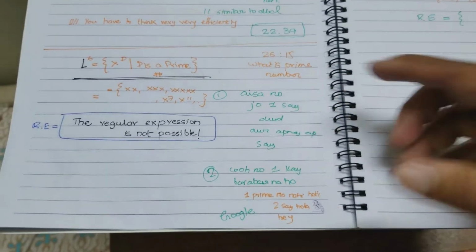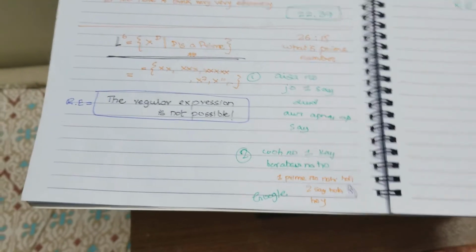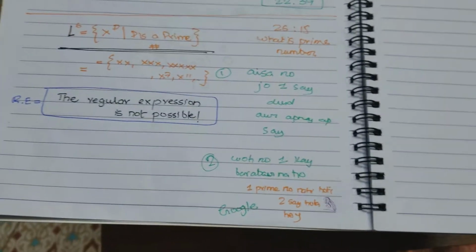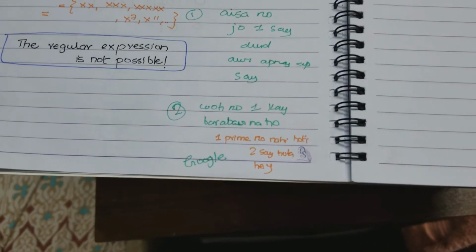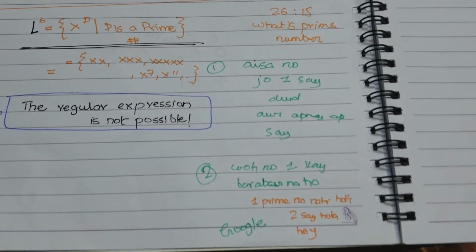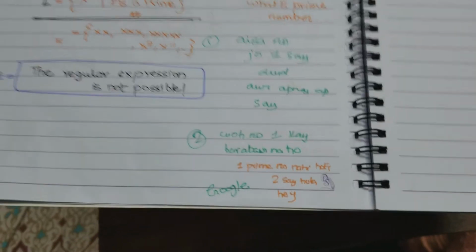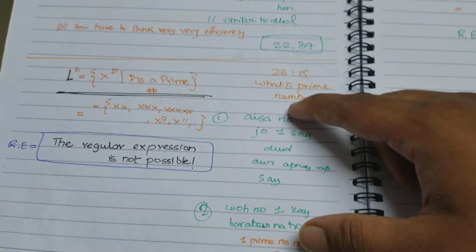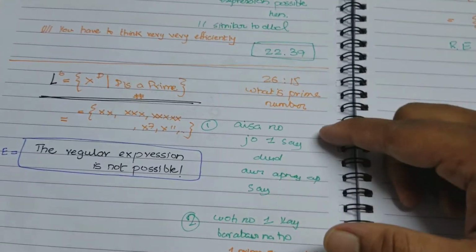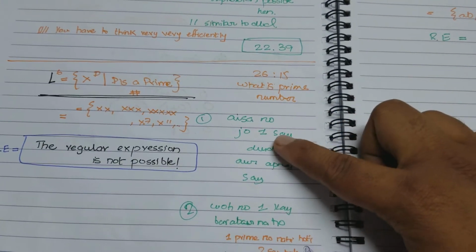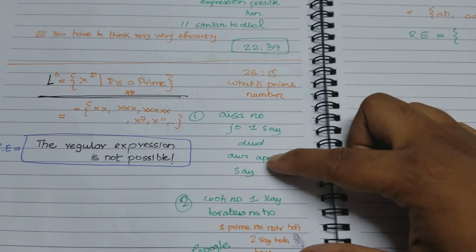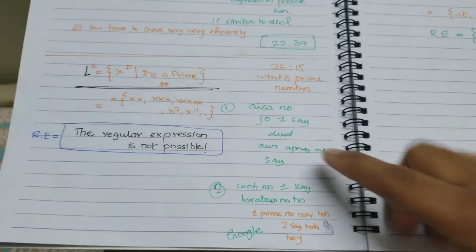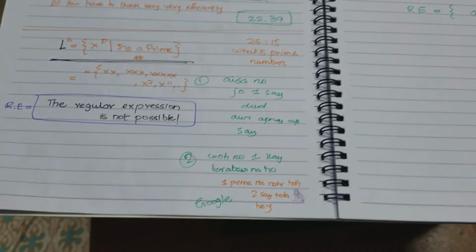A number that is divisible by 1 and by itself. Okay, what is the definition of a prime number? A number that is divisible by 1 and by itself. The other condition is that the number should not be equal to 1. Any number that is not equal to 1. And the second thing for a number to be prime is that it is divisible by 1 and by itself and not by any other number. That is called a prime number.